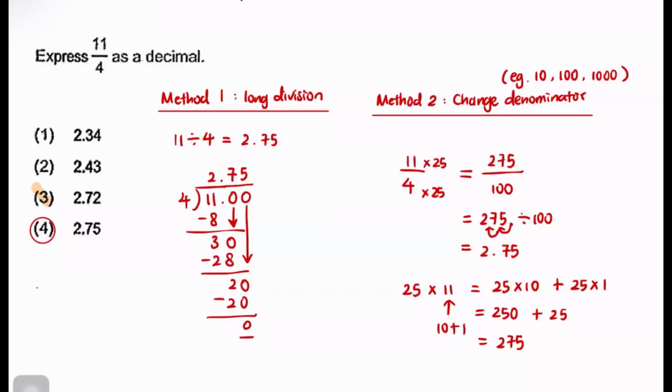Okay, so anyway, method 1 or method 2, you get the same answer. You must get the same answer. Are you guys clear? Now, of course, when you see the question again in the exam, you choose which method you like. Which method makes more sense? Long division or you change the denominator? Any questions so far? Okay, then we're done with this page.